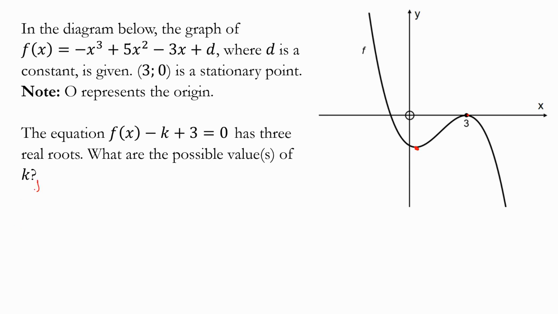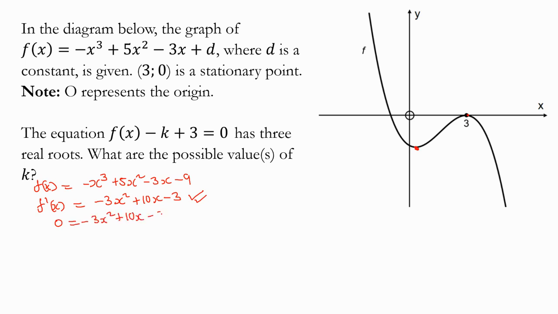So we had our function f of x is equal to negative x cubed plus 5x squared minus 3x minus 9. Remember, d is 9. We got that in the previous questions. And the derivative was also derived: f prime x is equal to negative 3x squared plus 10x minus 3. So this is the derivative. At the turning point, this derivative is equal to 0. So we solve for x.